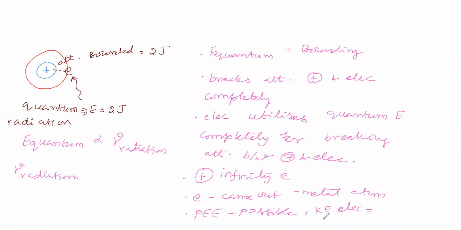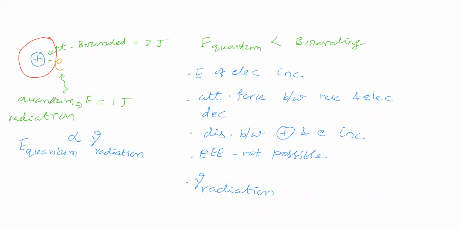What about the came out electron's kinetic energy? That is zero with respect to exposed radiation. So here frequency of exposed radiation is such that photoelectric effect is possible, but kinetic energy of electron is zero. Now we will see in this case. Here energy of quantum is 1 joule. Attractive force, bonding force between nucleus and electron is 2 joule. Here when energy of quantum is less than bonding force between nucleus and electron, photoelectric effect is not possible. So here frequency of radiation is such that photoelectric effect is not possible.